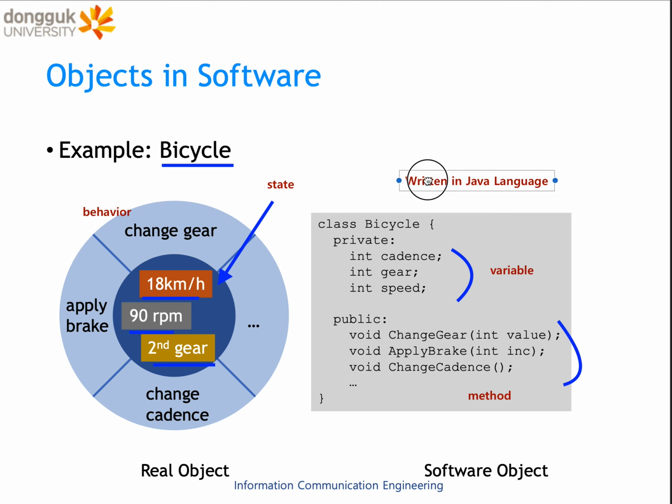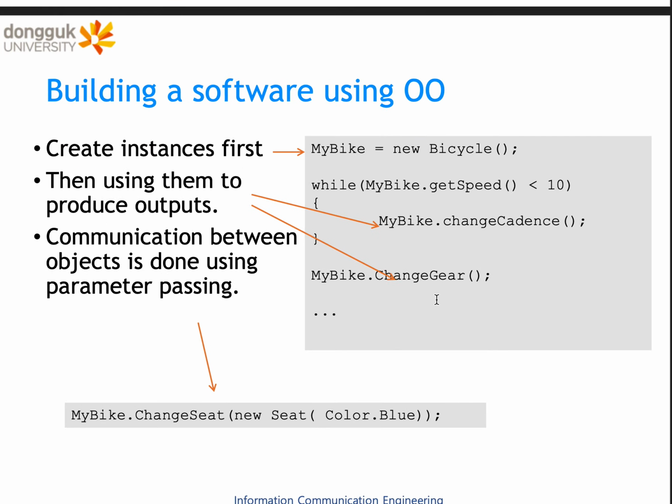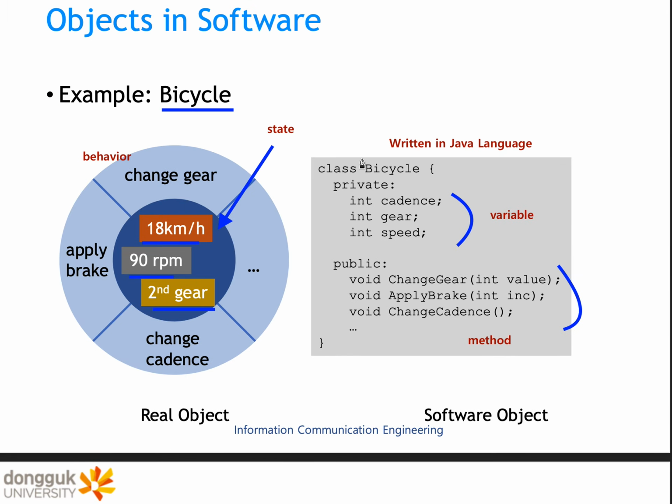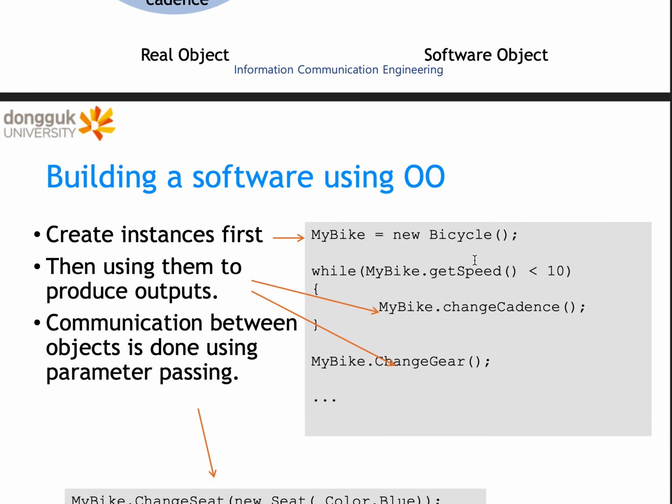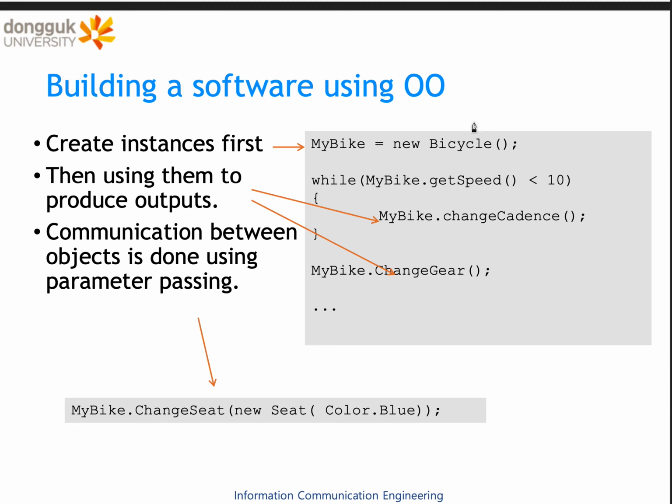Once we define classes in Java language or any other object-oriented language, the next thing we can do is use them. So first thing you have to do is create an instance of the object, by the new keyword. Once you have created the instance, you now have one instance named my bike. That is instance.